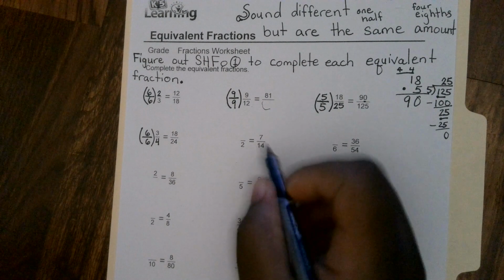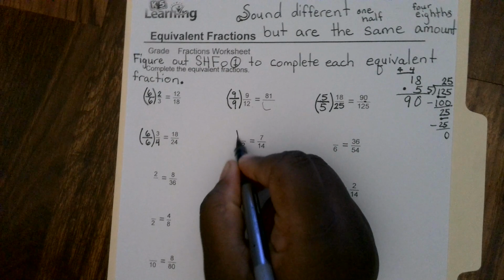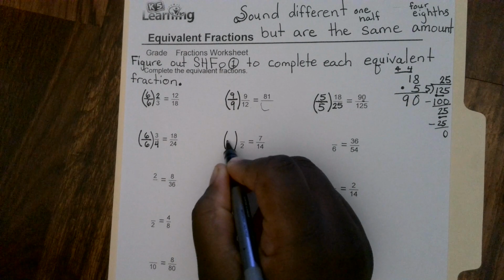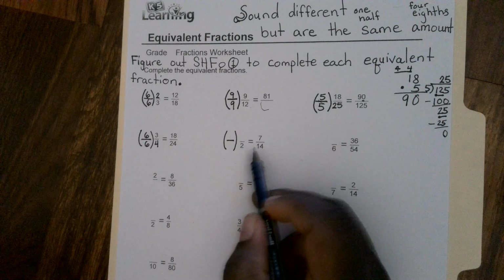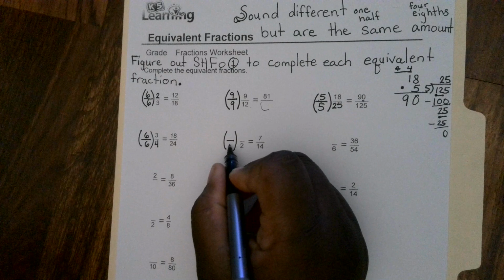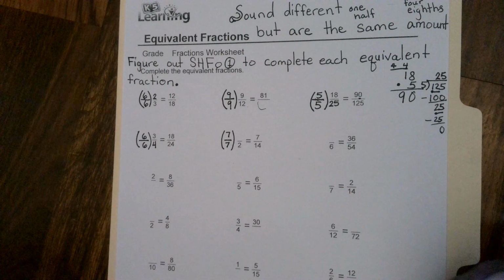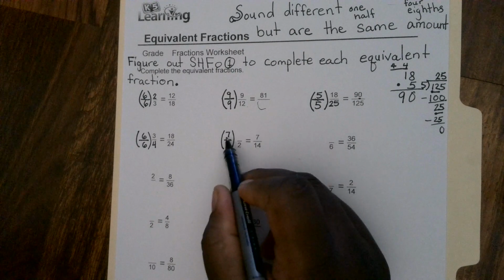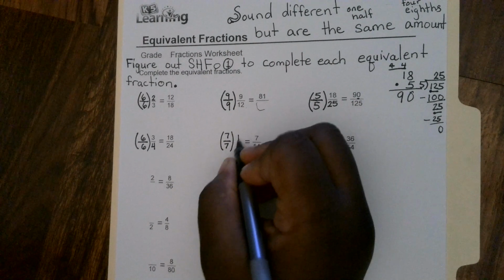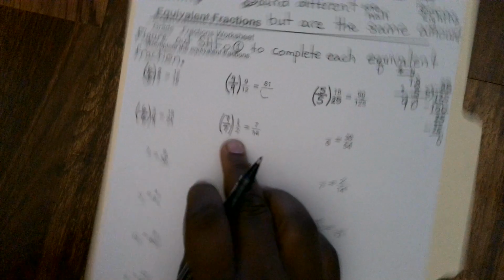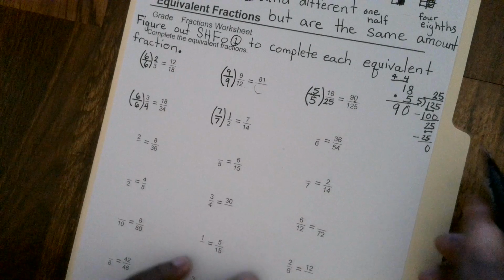How many halves equals 7/14? Well, I need to figure out SHFU first. Halves times what will give me 14ths? 2 times 7, and so this is going to be 7 sevenths, excuse me. 7 times what gives me 7? 7 times 1 gives me 7. So 1/2 is equivalent to 7/14.